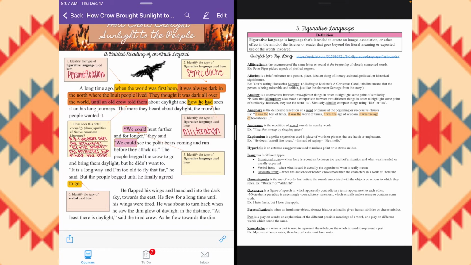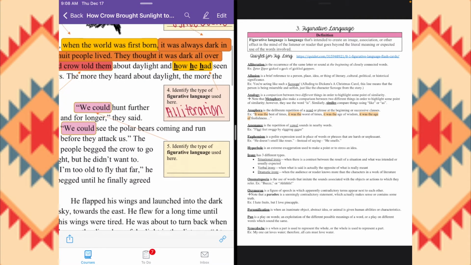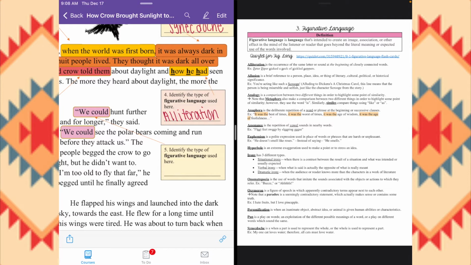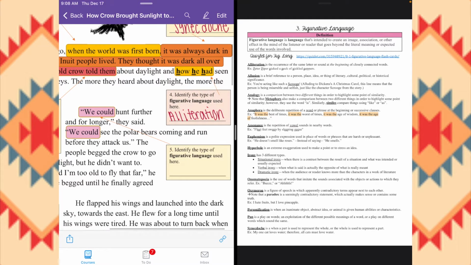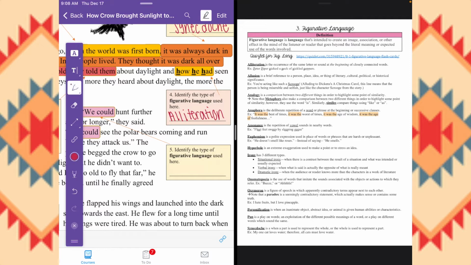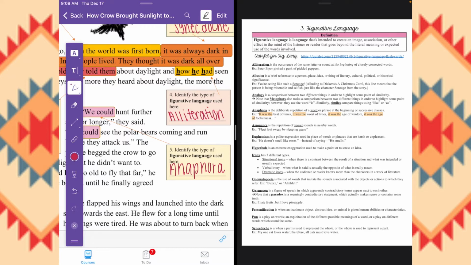This is alliteration. All right, here we're looking for a type of figurative language that repeats the same word or phrase at the beginning of successive clauses. This one's highlighted in your study guide. This is an anaphora. An anaphora.